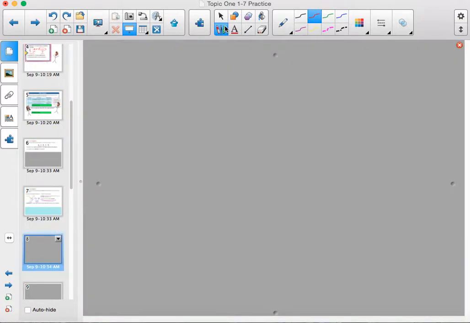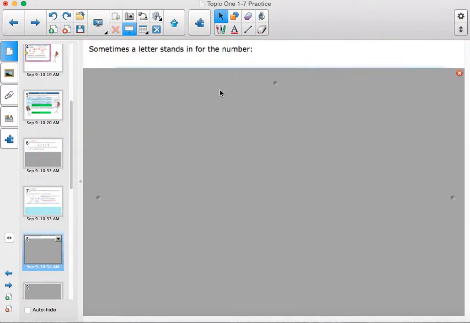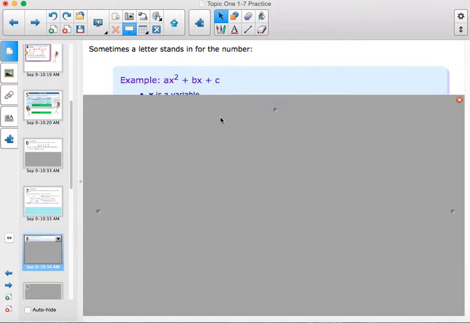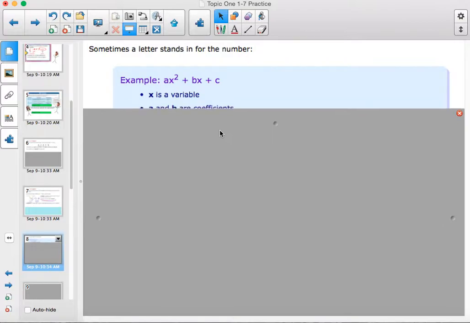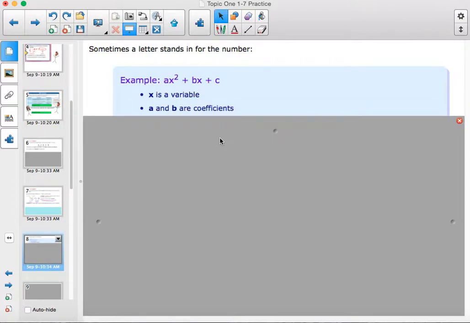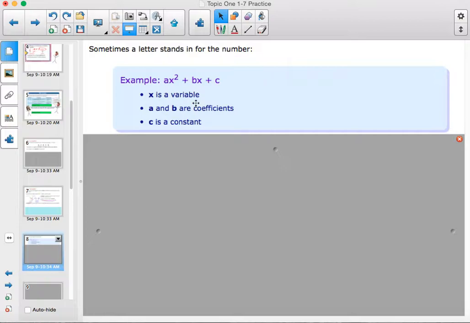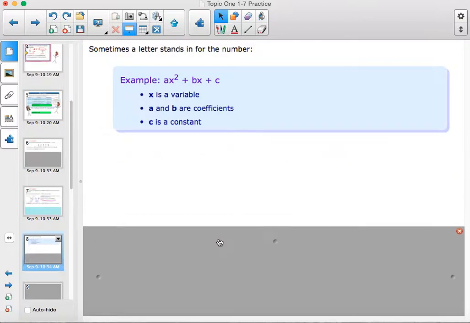Now in this slide, when we take a look at it, sometimes a letter stands for a number. In other words, you might experience an expression that has very few or no numbers at all in it. In this case, x is considered the variable, a and b are considered coefficients, and c is a constant. So when you look at this, you know that x is your variable and that a and b are coefficients to x. And c is considered a constant because it's going to be a number on its own.